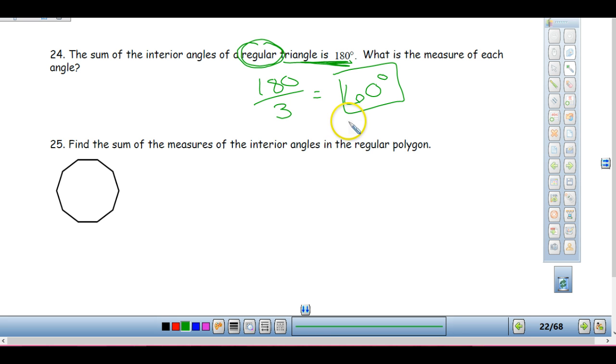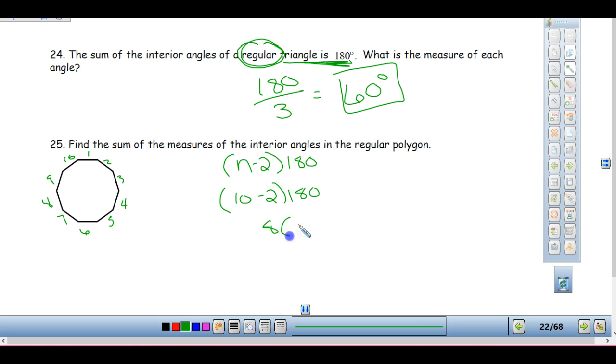Okay. Sum of your measures of a regular polygon. How many sides does this guy have? I numbered them off. 1, 2, 3, 4, 5, 6, 7, 8, 9, 10 sides. So this is where you have to use your formula, n number of sides minus 2 times 180. So we have 10 sides minus 2 times 180. So we're taking 8 times 180 and getting 1,440 degrees is going to be the sum of your measures of that polygon.